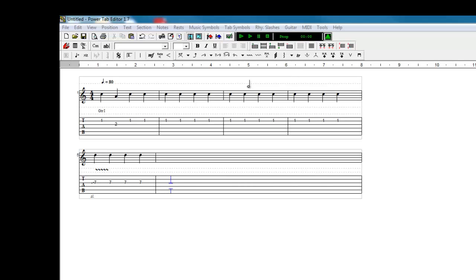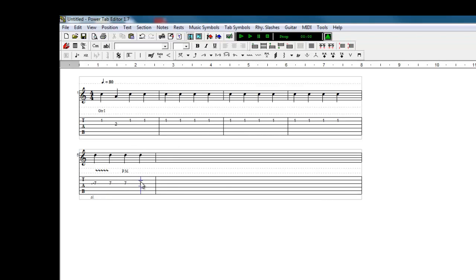Alright, here's some other cool stuff you can do with tab. We got right here P.M. I wonder what that stands for. Well, that stands for the words palm mute. And a palm mute has to do with your picking hand: you're going to lay your palm across the strings, and when you're picking, you're not letting that string ring out normally because your palm's resting on it. So you get this muted sound, and that's a palm mute.